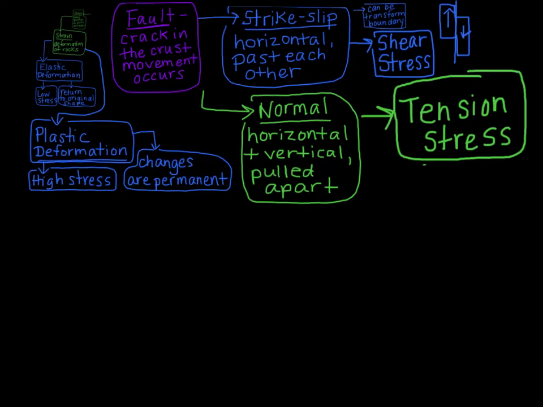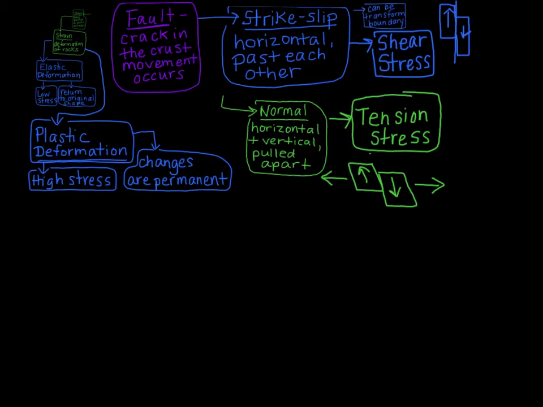So again, if we draw our two sides of the fault, and we're going to angle them this time, two sides of the fault, the stress on the rocks would be pulling them apart in opposite directions. And as that occurs, one side of the fault moves down and the other side of the fault moves up. So you get both horizontal and vertical movement.